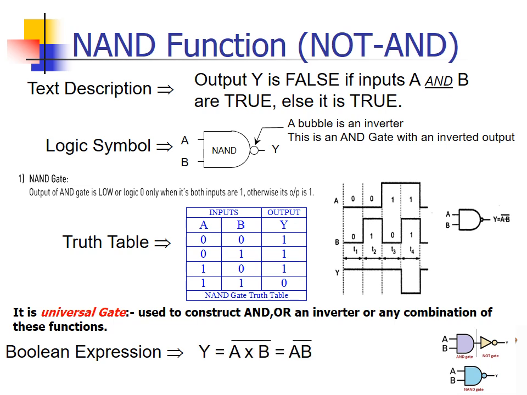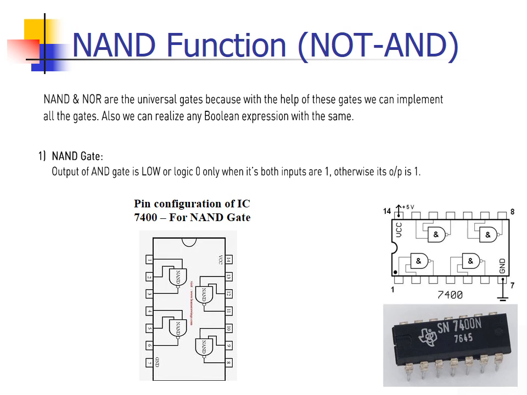So the Boolean expression for the NAND function is y equals (a · b) bar. Symbolically, it is a combination of AND and NOT. NAND and NOR are the universal gates, because with the help of these gates we can implement all the other gates, and we can also realize any Boolean expression with them.